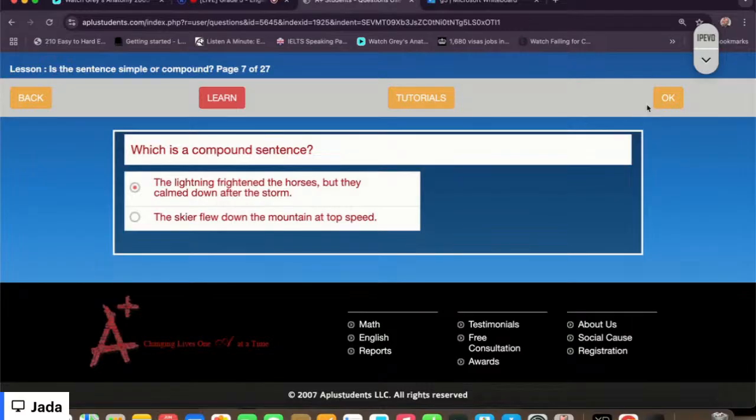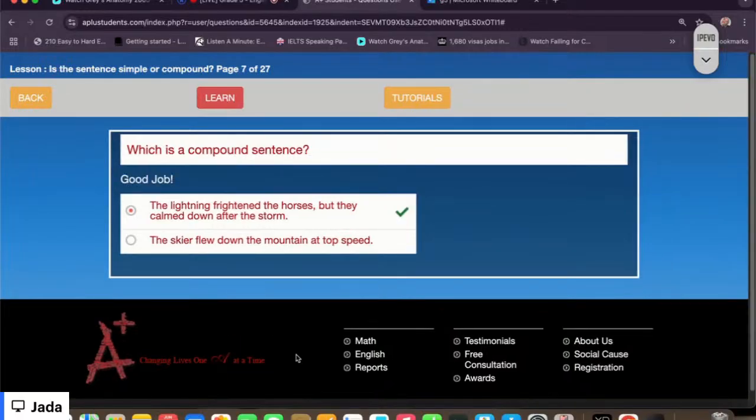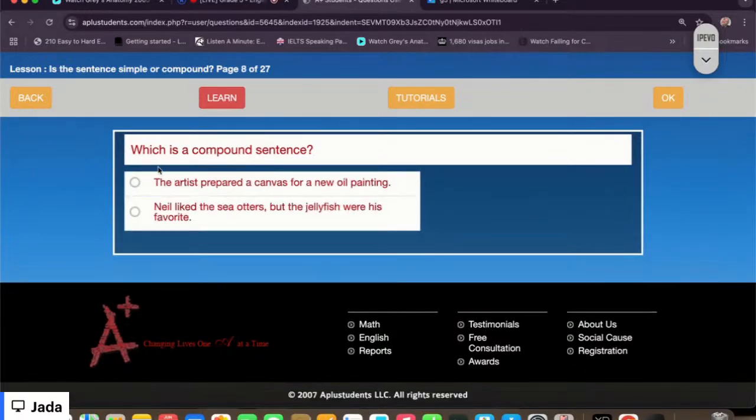Okay, so we have the first one. Compound sentence. The artist prepared the canvas for a new oil painting. Neil liked the sea otters, but the jellyfish were his favorite. First, the second.